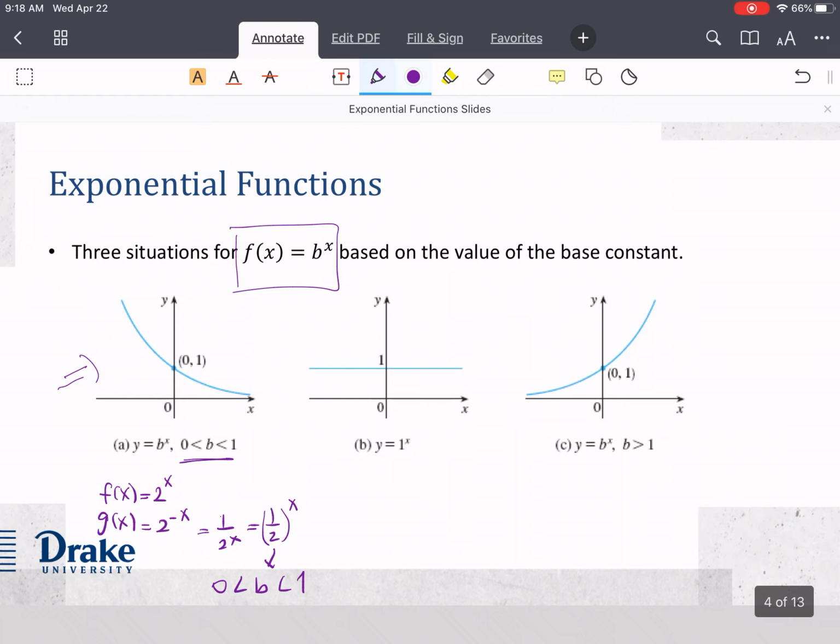It looks like that. And then for when b equals 1, the base is 1, then you're always getting this line because it's a horizontal line. 1 to the x, well, no matter what x is, you're always going to get this same line, y equals 1. And then when b is greater than 1, like 2 to the x, or an example could be 5 to the x, you're always going to get a function that looks like this diagram.